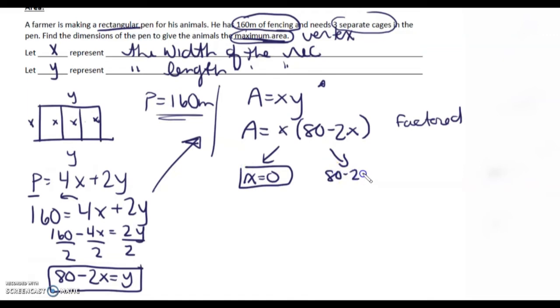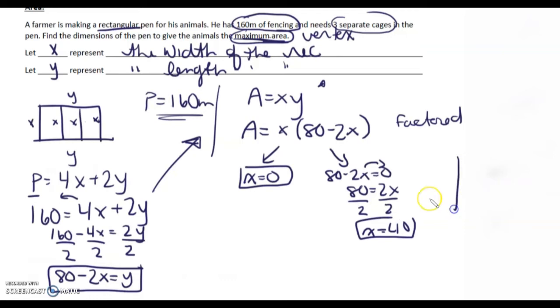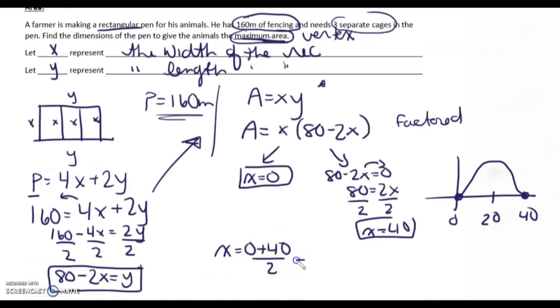And 80 minus 2x equals 0. We're going to solve for that x value. Okay, because we have to set each factor equal to 0. And I get 40. Okay, so how does that look? We have a 0 at 0 and a 0 at 40, and it's going to look like this. Halfway between them is going to be 20. If you want to formally show that, it's going to be 0 plus 40 divided by 2.